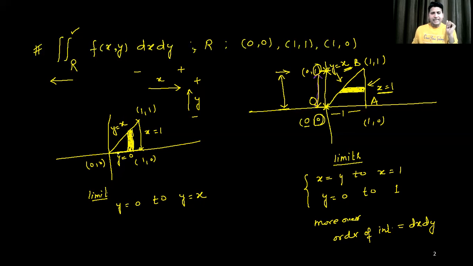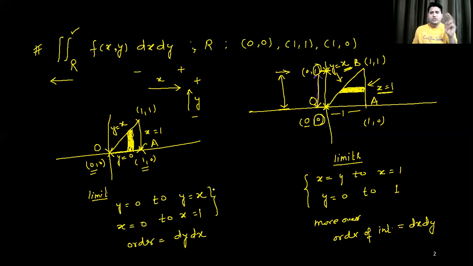At the same time, the second variable will be counted on the coordinate axis, that is x. You can see the variation for x is from O to A. What is the value of x at the point O? 0. What is the value of x at the point A? 1. So the limit of x will be x equal to 0 to x equal to 1. And moreover, the order of the integral in this case will be dy dx.